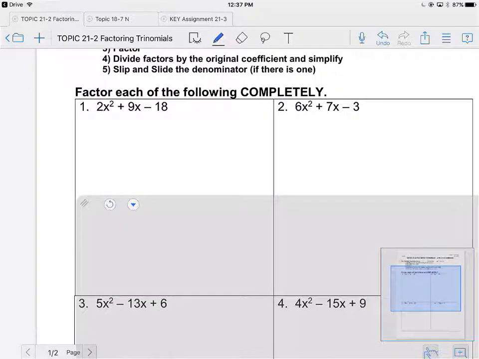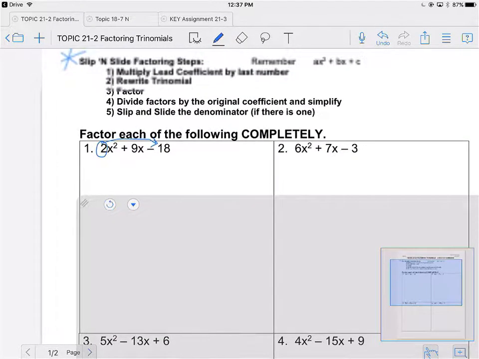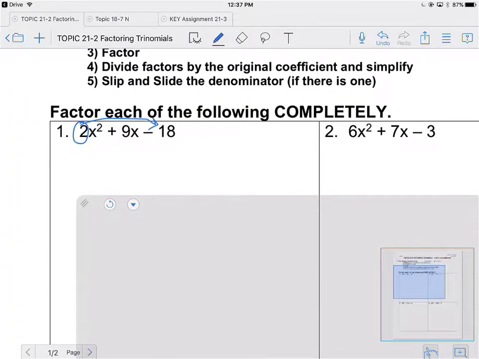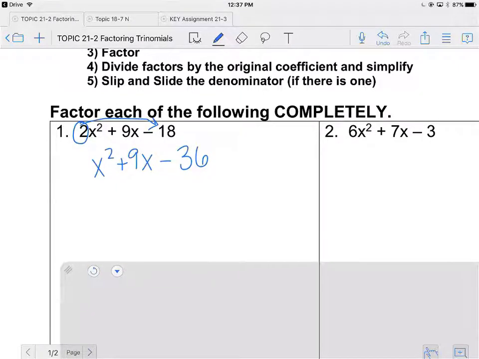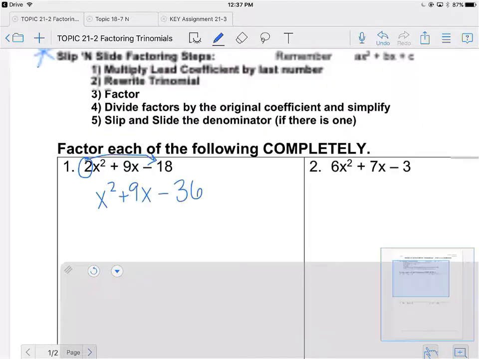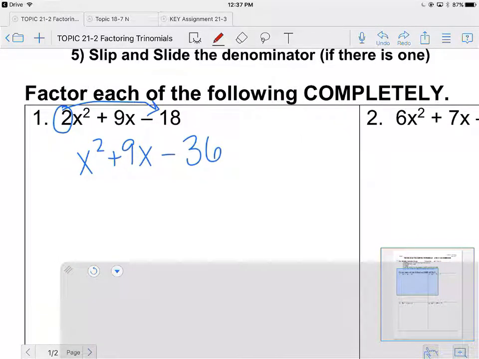So, problem 1, slip the coefficient, the number in front, to the last number. Remember, we do this through multiplication, so 2 times negative 18 is negative 36. So I've taken that last number and done steps 1 and 2. I've multiplied and I've rewritten. Now I'm going to factor like we did yesterday.